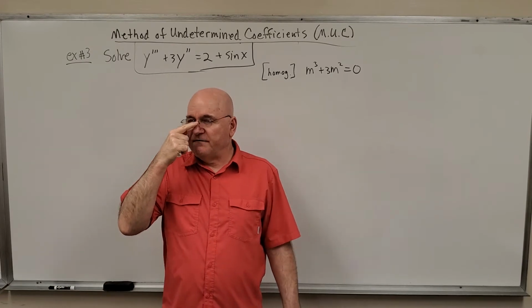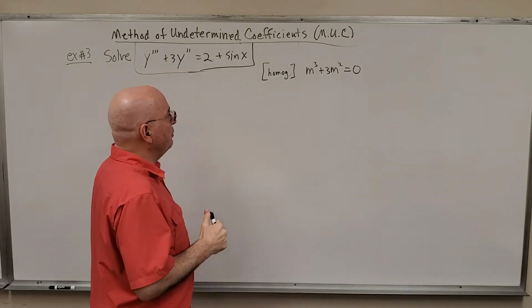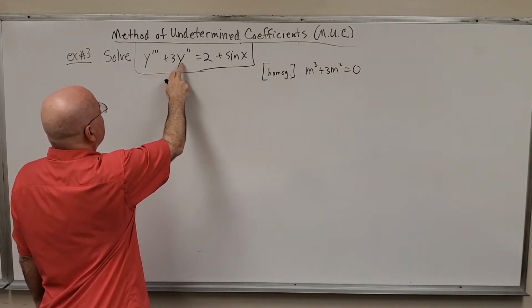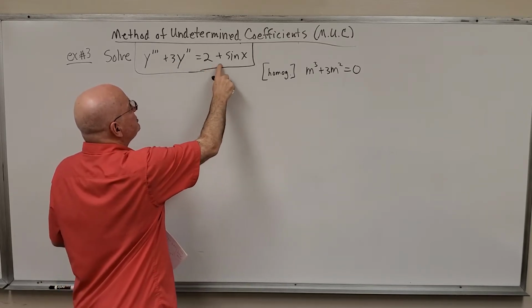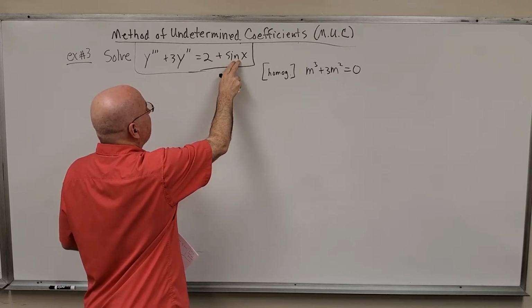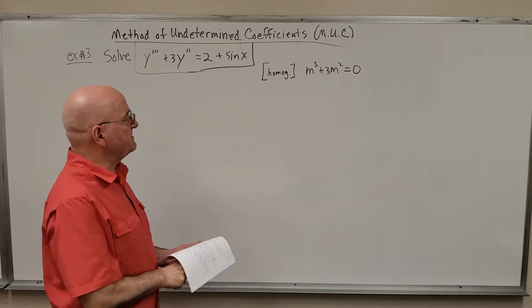Okay, for our third and final example of solving a differential equation using the method of undetermined coefficients, we'll take y triple prime plus 3y double prime is equal to 2 plus sine x. So this is my g of x on the right-hand side. This will be my g1 of x, and this will be my g2 of x. We'll worry about that after we do the homogeneous case.